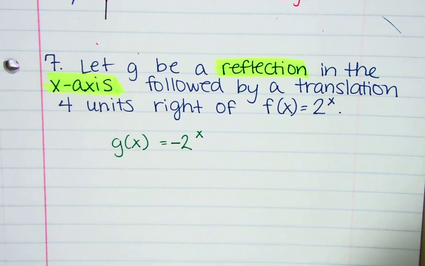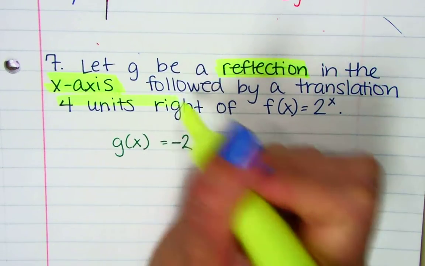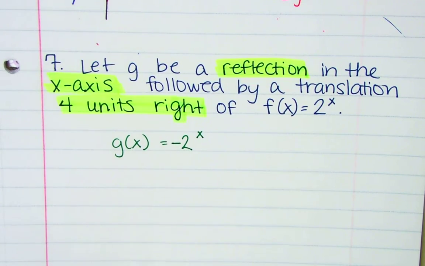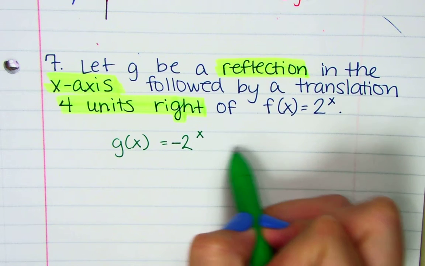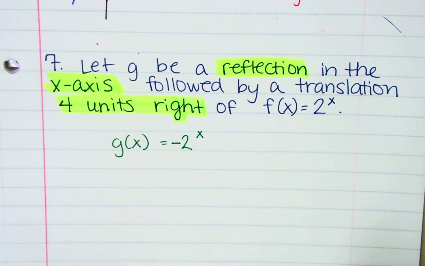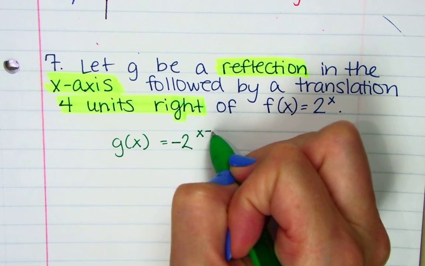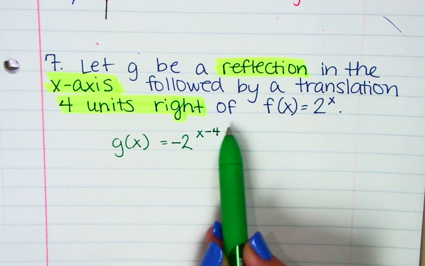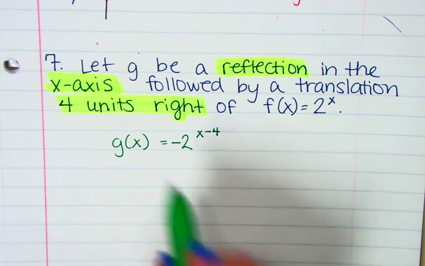Then 4 units right. How do I show 4 units right? Minus 4. Is it going to be minus 4 up here or minus 4 down here? Up in the exponent, right? In the exponent is left and right. Up and down will be down here in just the regular part of the problem, okay?